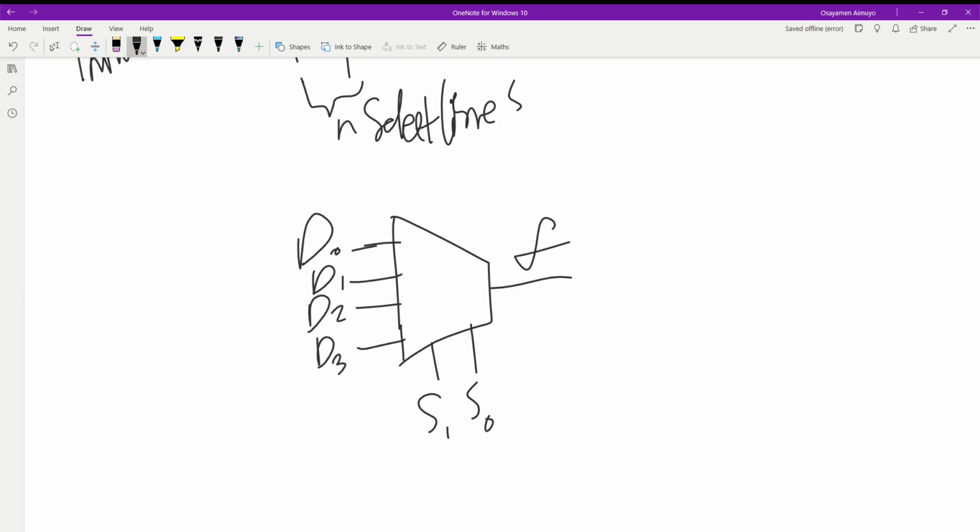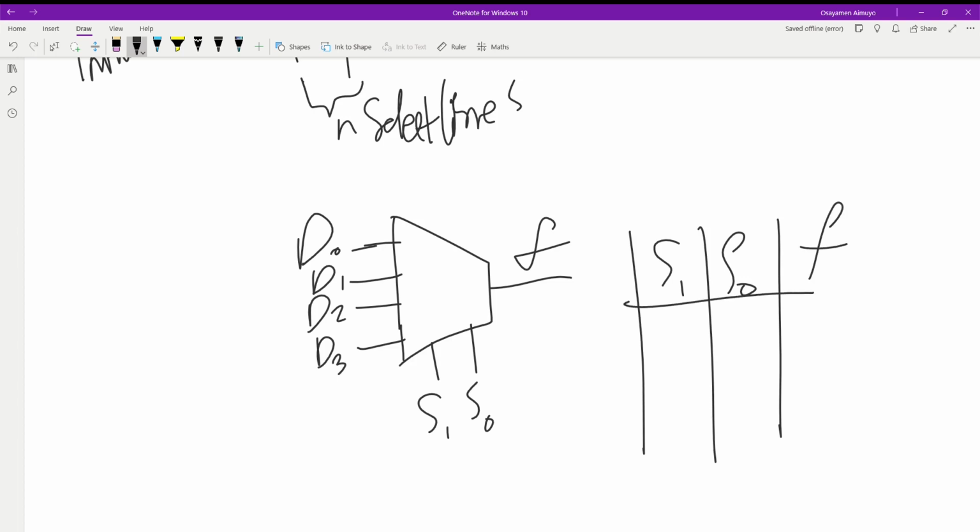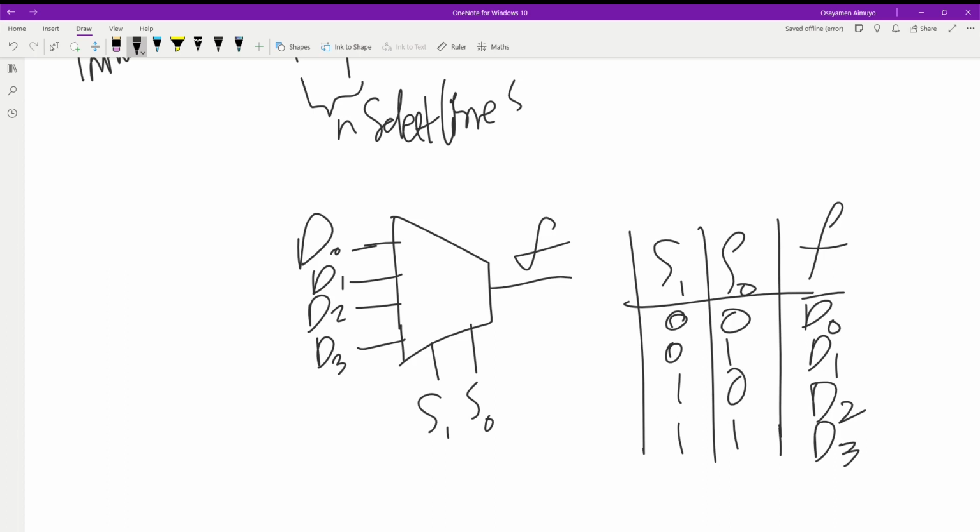Okay. So what is the truth table for this? So we have something of the like. If the select is 0, it passes D0. If this is 1, it passes D1. If this is 2, it passes D2. And this is 3, I'm stating them in their decimal representation. It passes D3. Okay. So that is awesome.